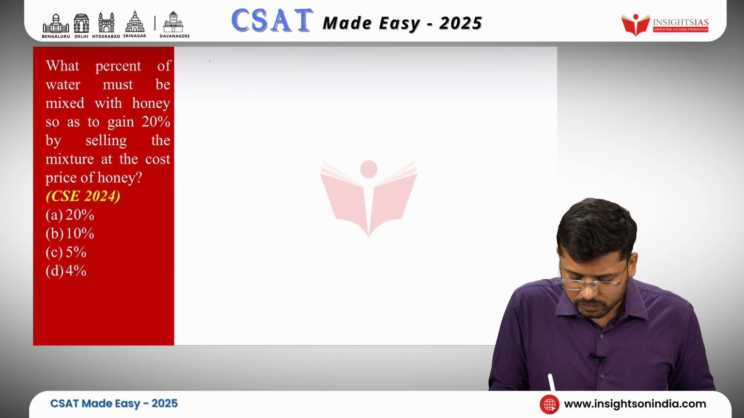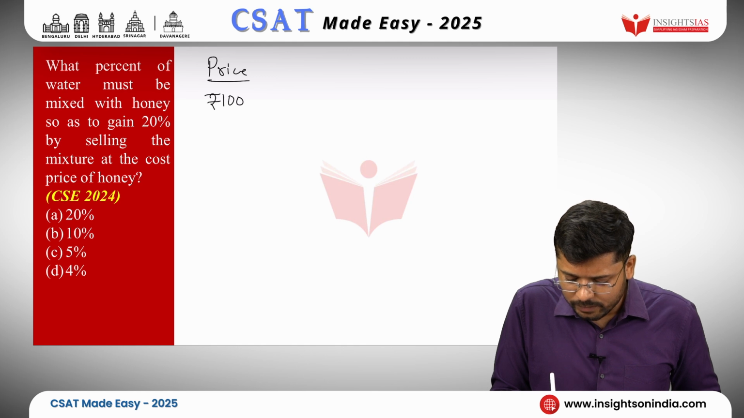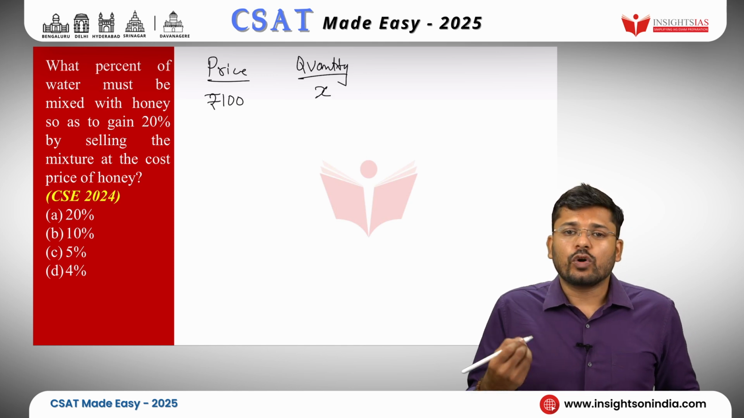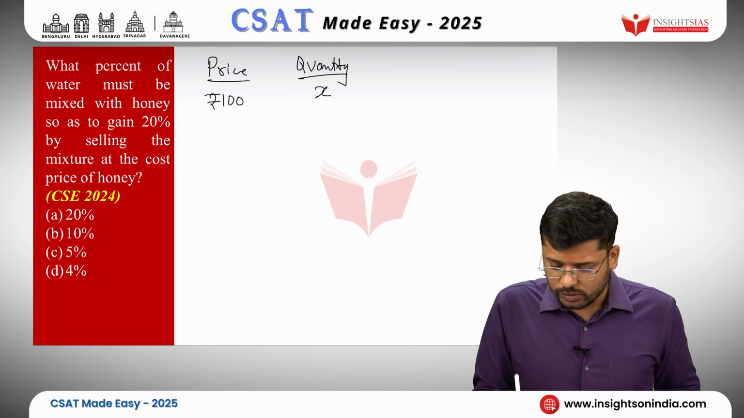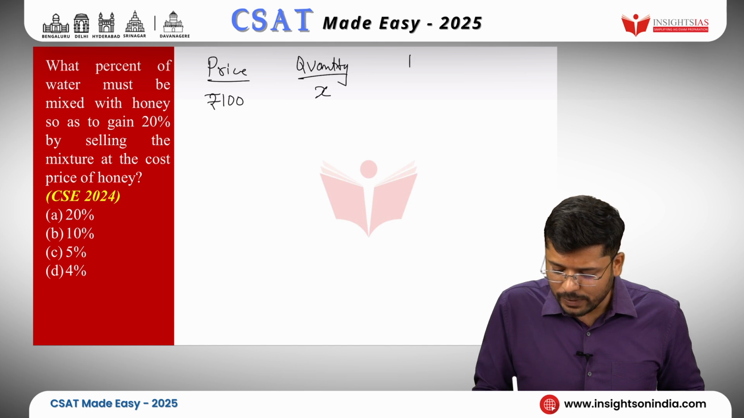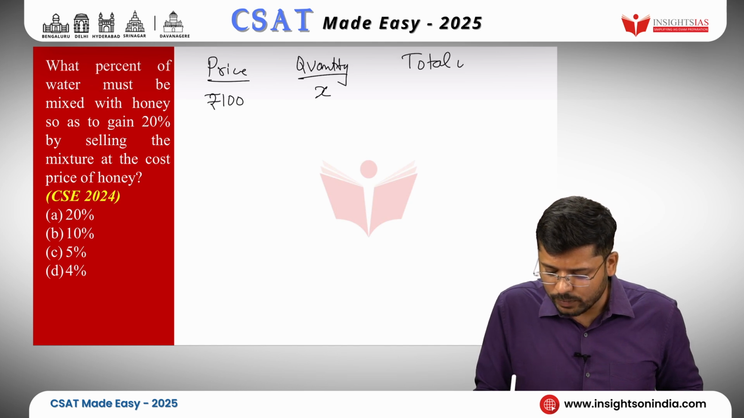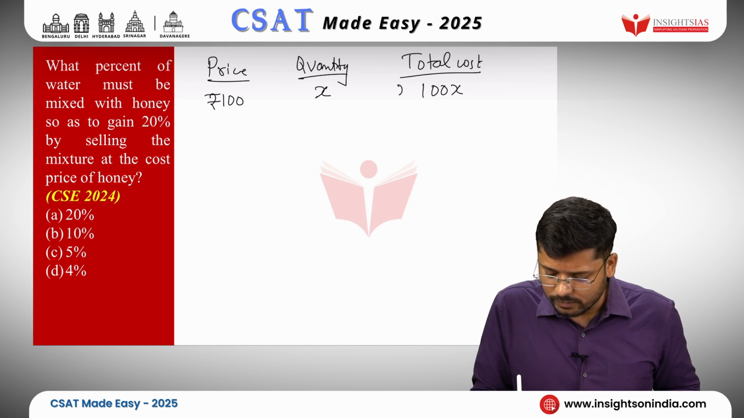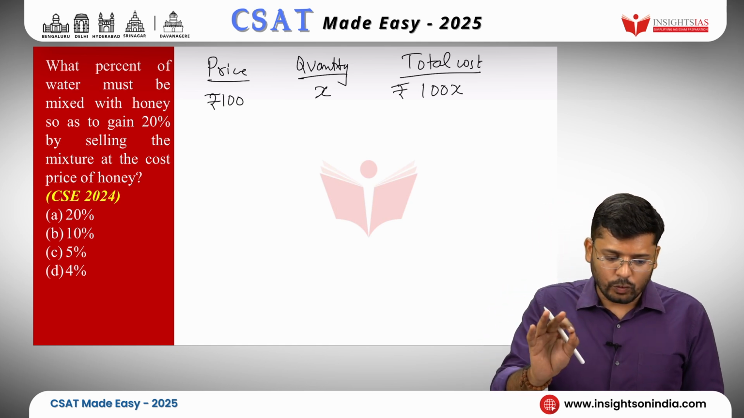We will assume the price of the honey to be rupees 100, and what is the quantity that he is buying? The quantity that he is buying is x kg, and the total cost that he is bearing is 100x rupees.